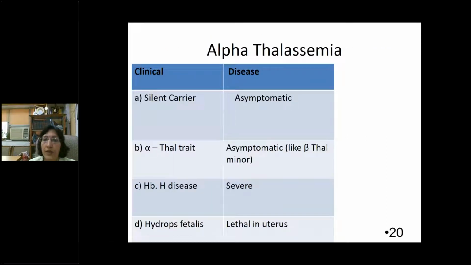This is again alpha thalassemia. In alpha thalassemia, it is usually lethal in the uterus if it is homozygous.